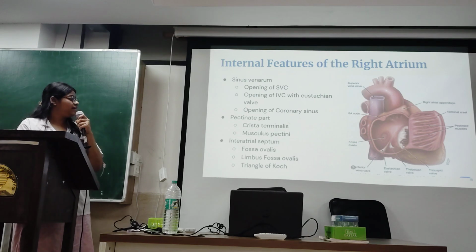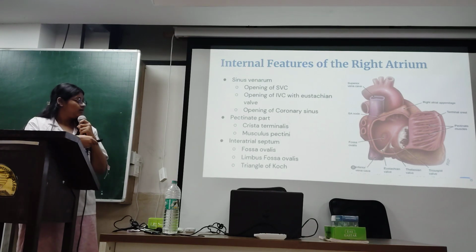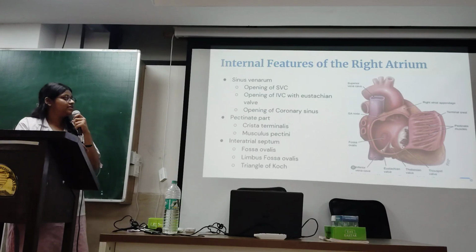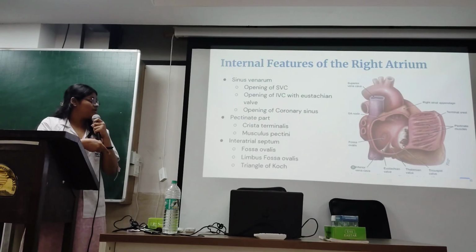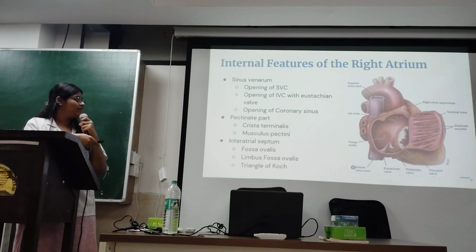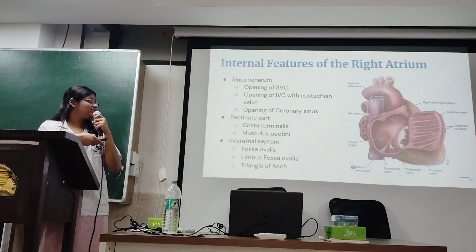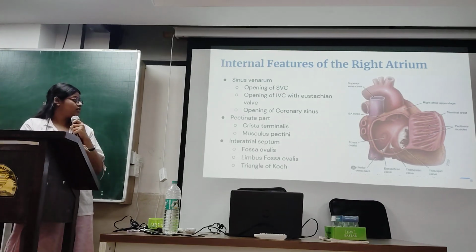And then we have the interatrial septum, which contains the fossa ovalis, which is the remnant of the septum primum, and then we have the annulus fossa ovalis, which is the remnant of the septum secundum, and we also have the triangle of Koch.